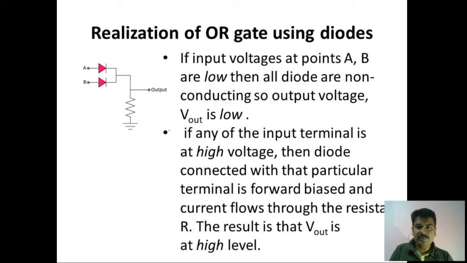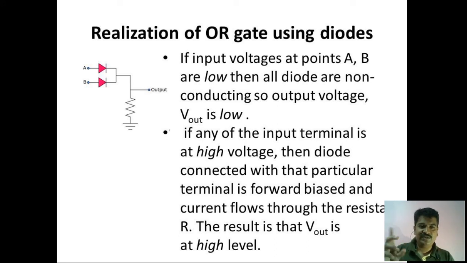Look at the third combination where B is 1 and A is 0. In such a case, the P terminal of the diode D2 is connected to 1 here. So diode D2 will be under forward bias. So this D2 conducts. It is enough if one conducts. So therefore you can observe a high voltage at the output. For the third combination also we are getting a high output.